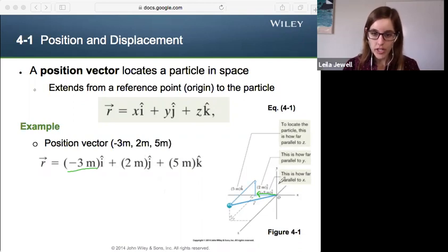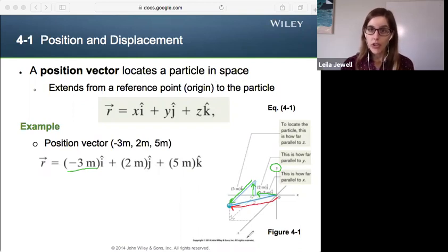Similarly, we have 2 meters in the j hat, so if this is our y direction, then it's going to be going parallel to the y direction, going up. And finally, we could fill in with the 5 meters in the k hat direction, where k hat is the z direction coming out of the page. And so that is coming out here to this point. And when we add these 3 individual vectors together, that gives us the overall resultant vector, as is shown with the r vector here. So thus, we're able to locate this particle that's hanging out in space here and describe exactly where it is relative to some point.